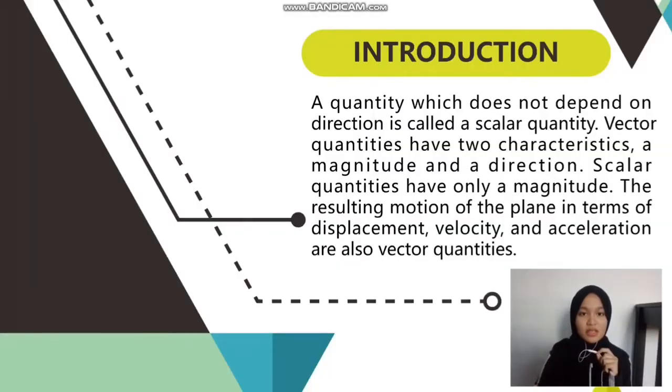So first, introduction. A quantity which does not depend on direction is called a scalar quantity. Vector quantities have two characteristics, magnitude and direction. Scalar quantities have only a magnitude. The resultant motion of the plane in terms of displacement, velocity, and acceleration are also vector quantities.